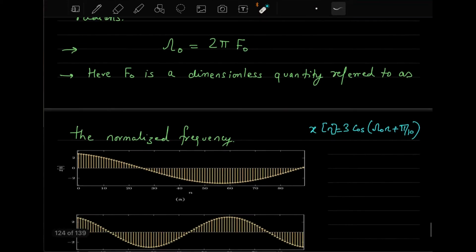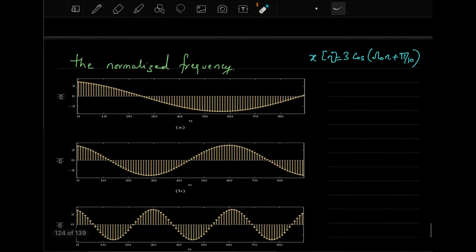And this is showing you this particular plot, 3 cos(omega naught n plus pi by 10). I wanted to show you an example of how a discrete time cosine signal looks. This is for a particular value of omega naught, this is for the second value of omega naught, and this is for the third value of omega naught. So for all these three different values of omega, you will have these types of discrete cosine signals. This is just a simple example.